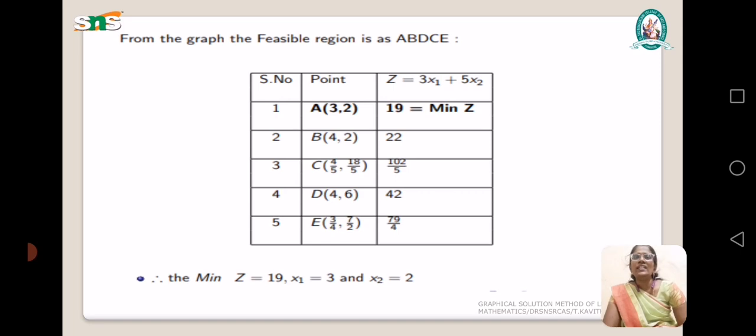Here our objective is to minimize. Therefore the minimum value is 19. Therefore the minimum Z is equal to 19. The corresponding optimum values are x1 equal to 3 and x2 equal to 2.